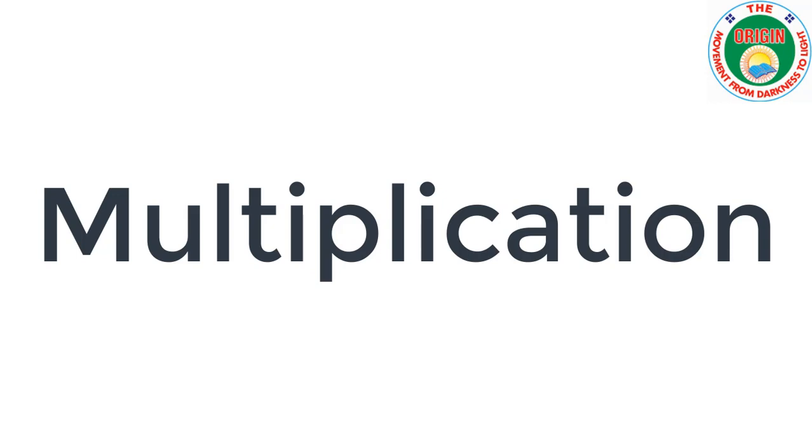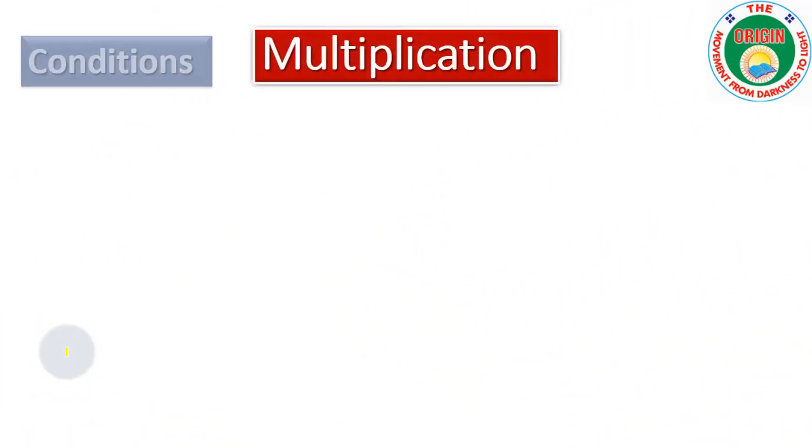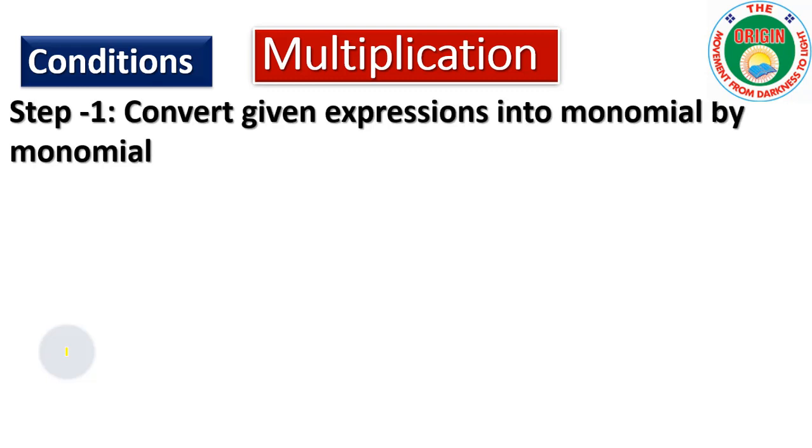Next one is multiplication. First, we need to know the conditions of multiplication. In addition and subtraction, we already learned some conditions. These conditions are entirely different. First one, convert the given expression into monomial by monomial. You need to convert the first expression into monomial by monomial.